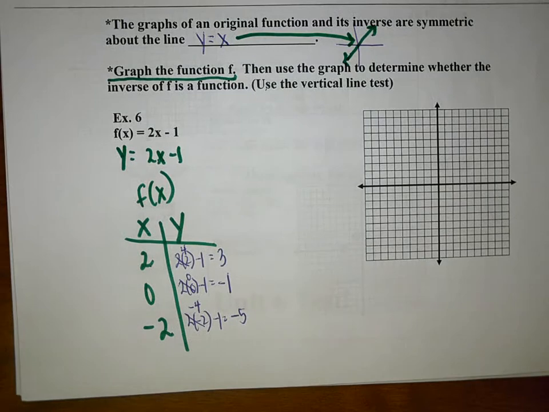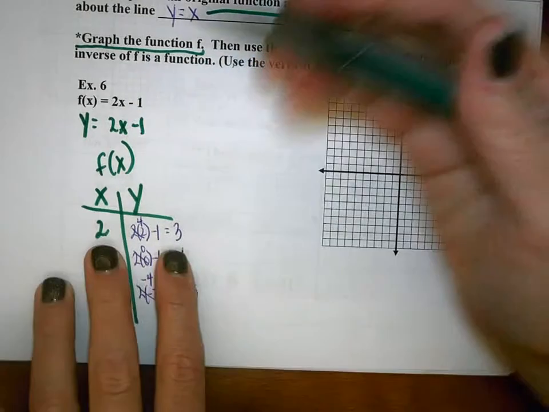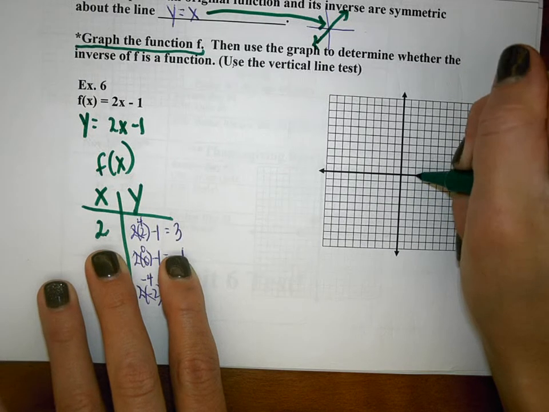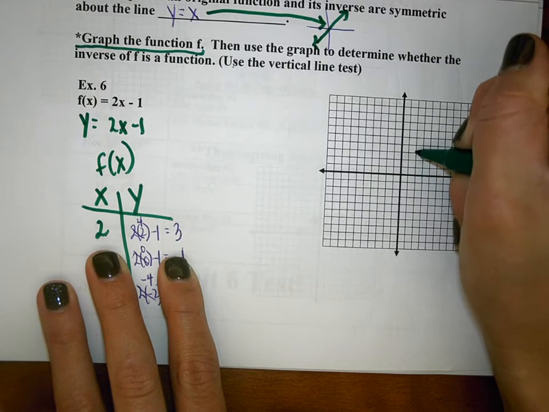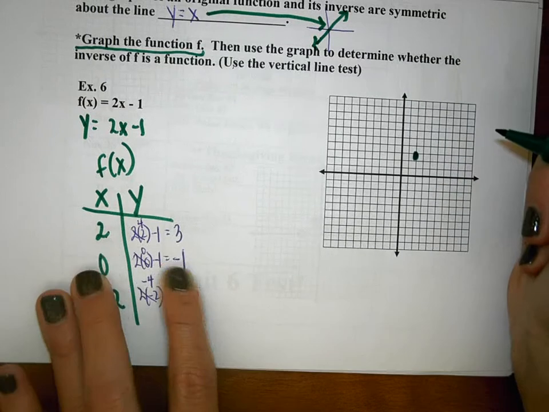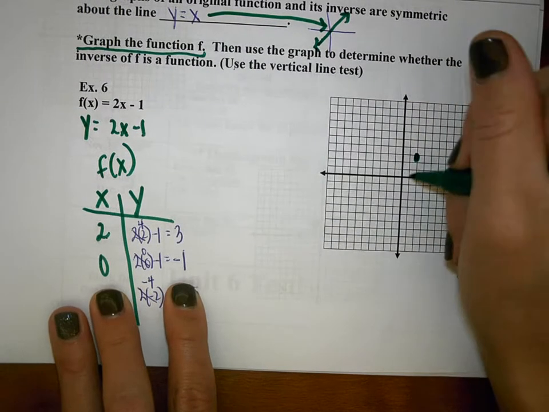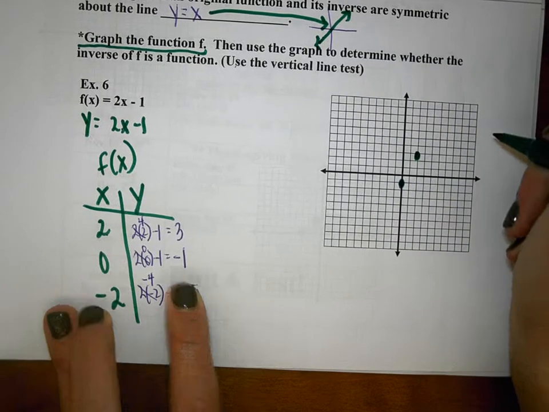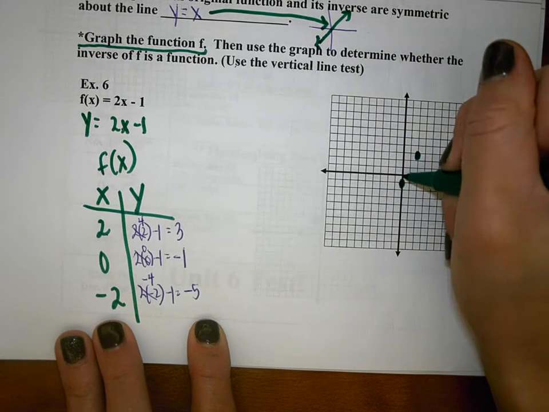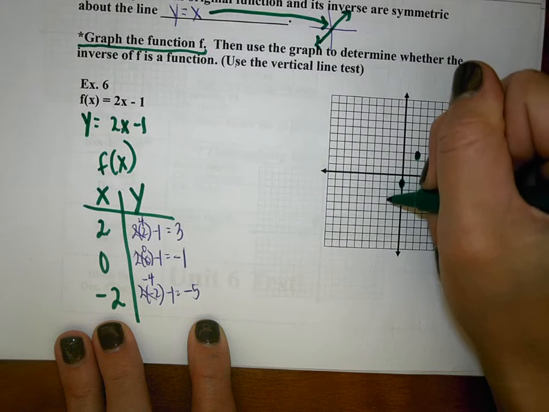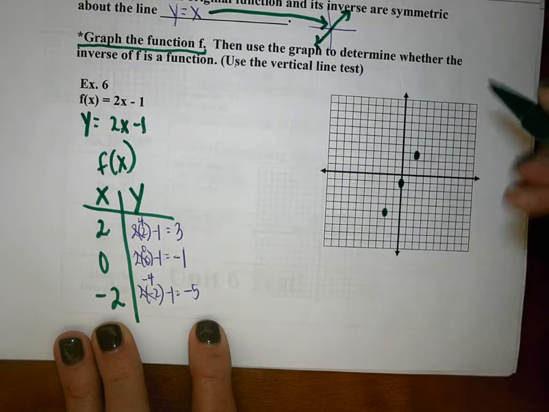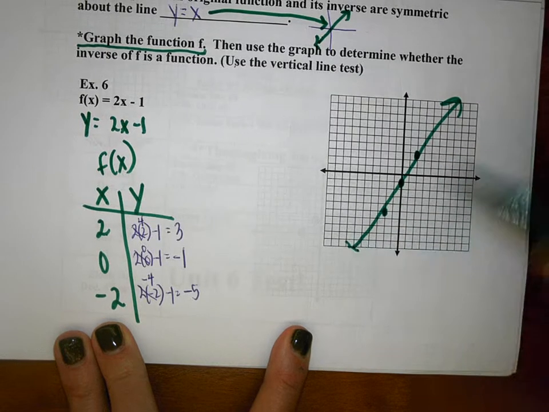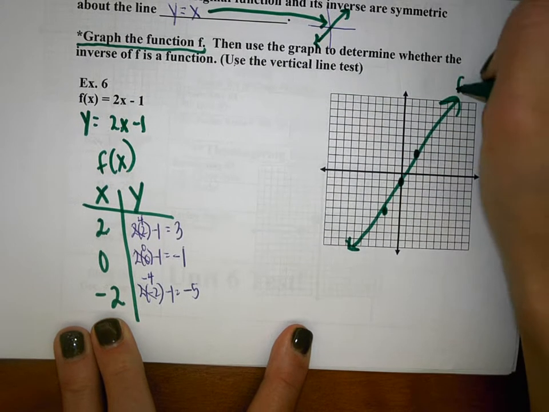So if we plot these points for our f of x, my first ordered pair is 2, 3. So I go over 2 on the x and up 1, 2, 3 on the y. My next ordered pair is 0, negative 1. So 0 on the x and down 1 on the y. And my last one is negative 2, negative 5. So I go left 2 and down 1, 2, 3, 4, 5. And I draw my line. And it's best to label them, so I'm going to label this one as my f of x.